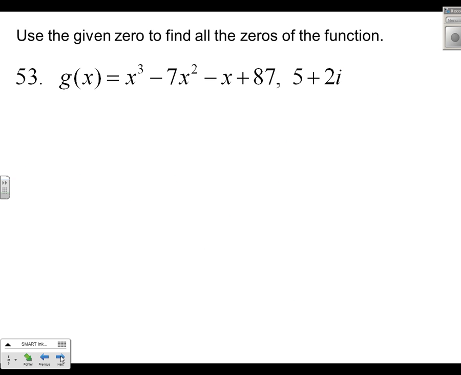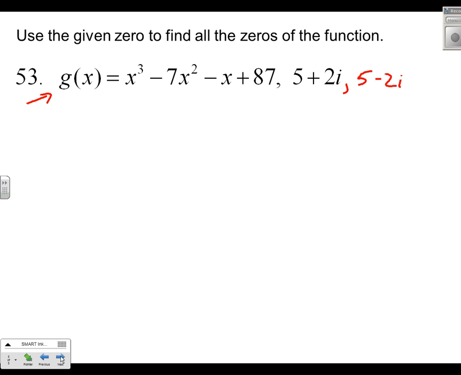And finally, use the given 0 to find all the zeros of the function. So we got this function here. We might be able to try to factor that by grouping. Doesn't look very promising. But they tell me one of the zeros is 5 plus 2i. But they didn't really tell me one of the zeros was 5 plus 2i. They just told me that two of the zeros, one is 5 plus 2i, the other is the conjugate.